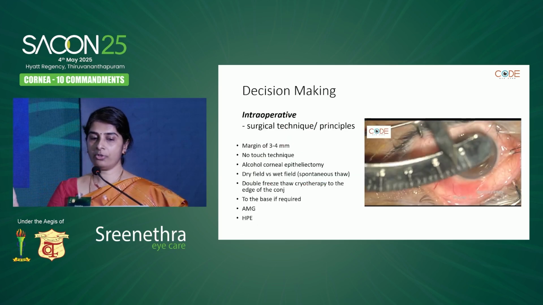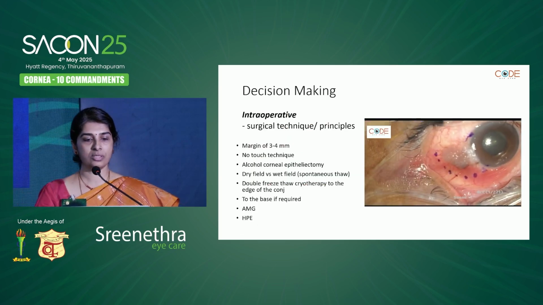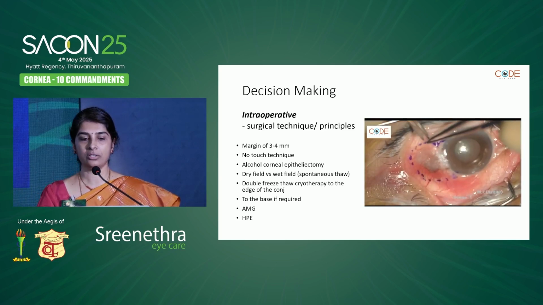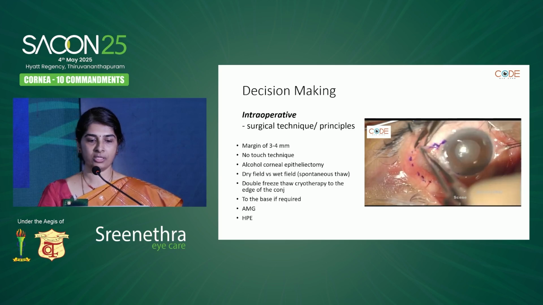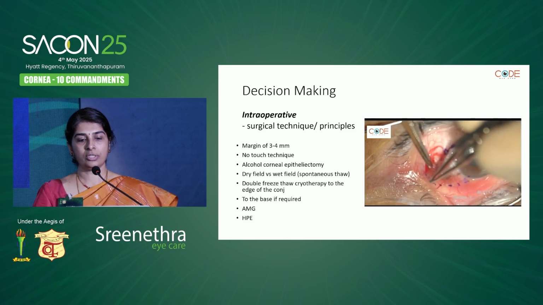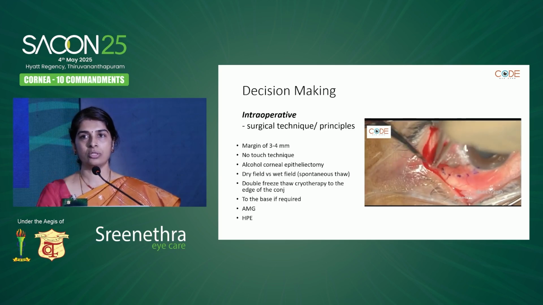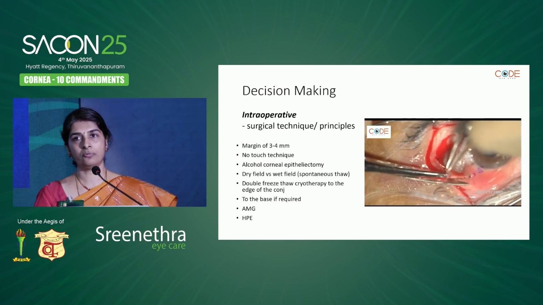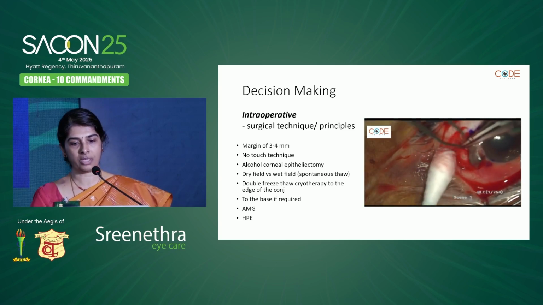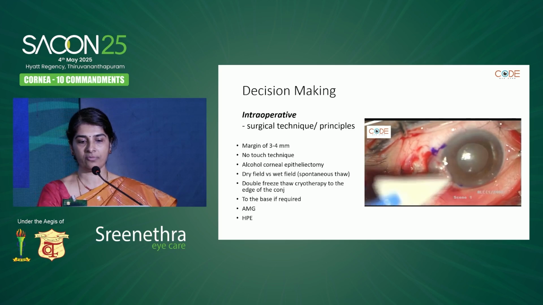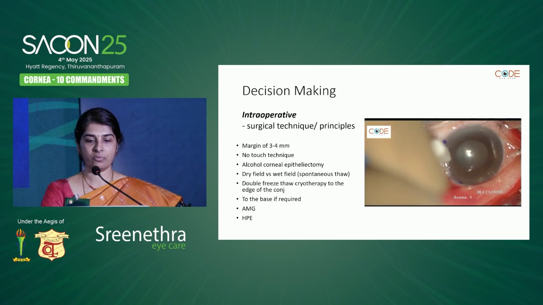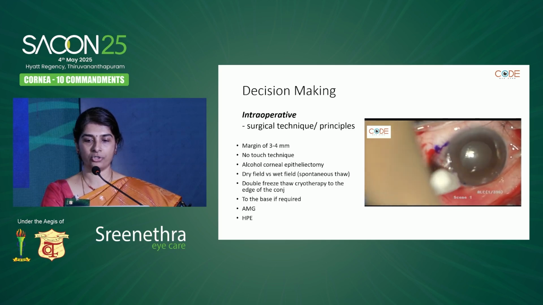So when you're talking about surgery, just to reiterate the principles, it's always a no-touch technique for OSSN, a margin of 3 to 4 millimeters with alcohol corneal epitheliectomy. A dry field is always preferred. A spontaneous thaw for the double freeze-thaw cryotherapy. You don't squirt saline on the freeze ball that forms when you are applying cryo to the edges of the conjunctiva. To the base, if required, the amniotic membrane graft is placed and the specimen is always sent to histopathology.